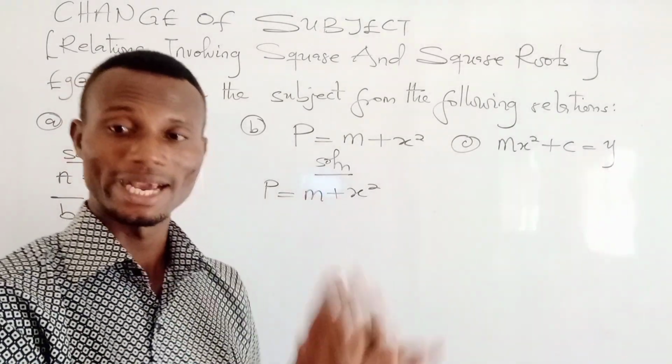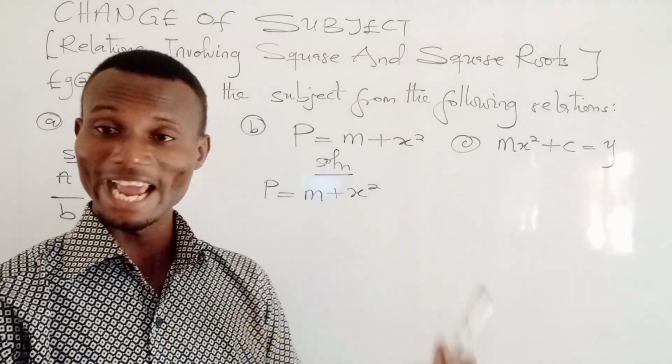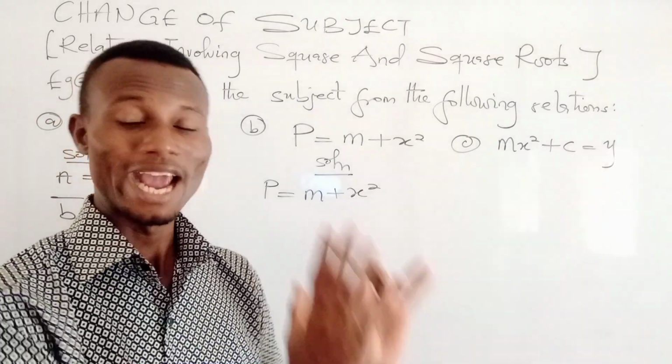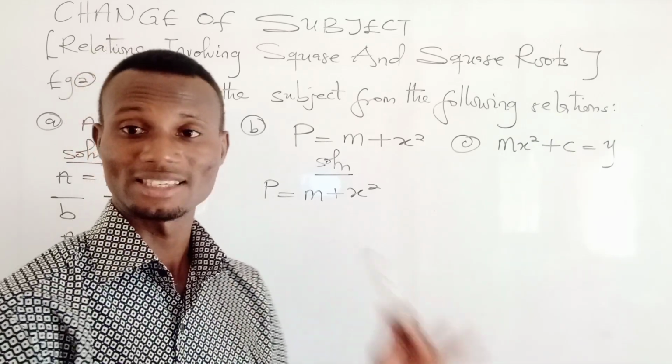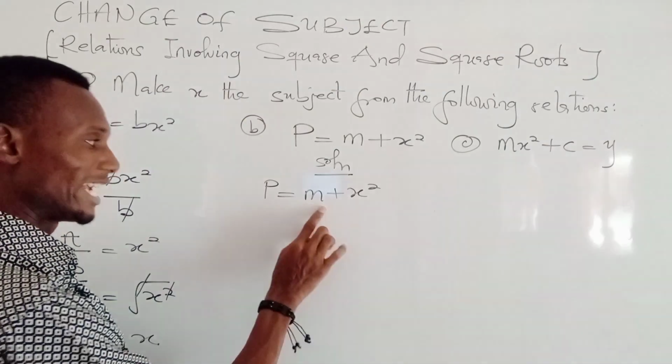We are trying to make S stand alone in the given equation, that is by making S the subject. That's what it means, make S stand alone. So everything which is attached to S, we are going to move it away. The first thing to move away is this M.